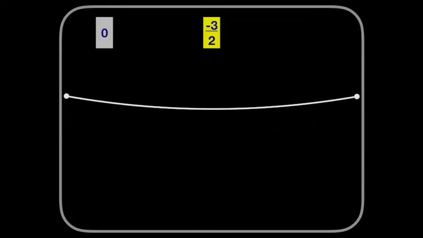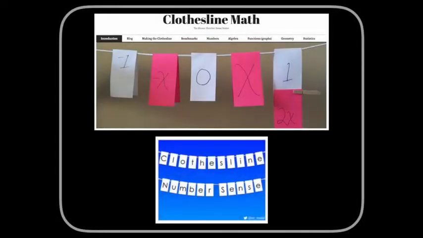To offer students opportunities to make sense of negative fractions, consider clothesline math, an interactive number line that allows students to build connections and reason about all numbers. You can find more information about clothesline math using the links below this video.